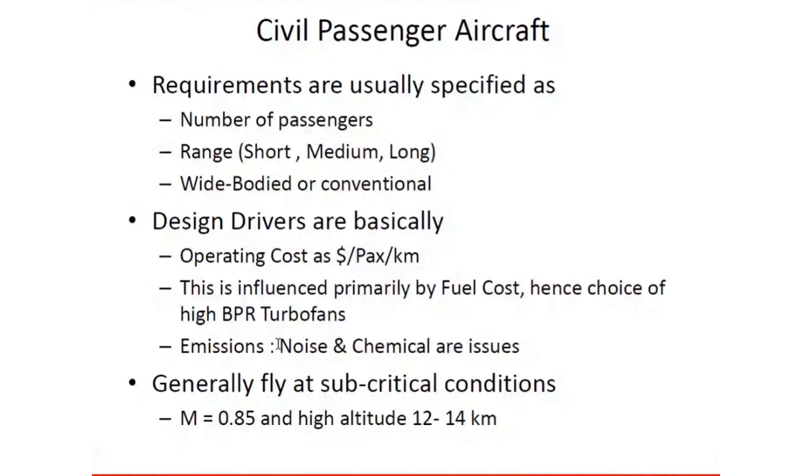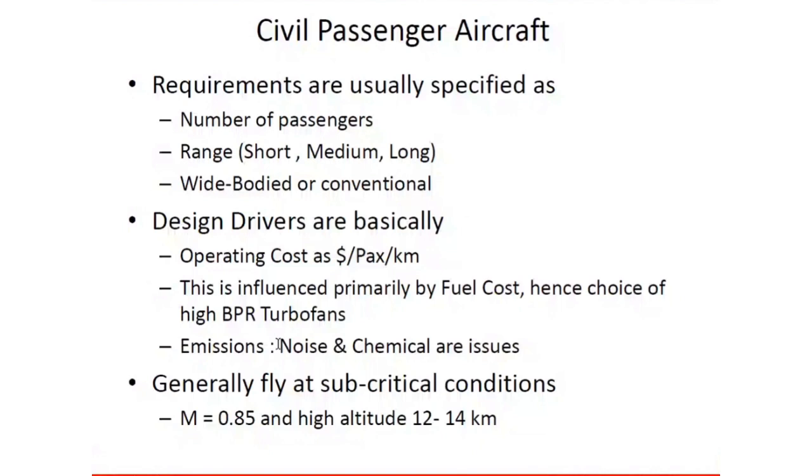Most of these passenger planes generally fly at 11 to 14 kilometers altitude at around Mach 0.84 or 0.85, or less than that. The idea is to fly as fast as possible, but at a slightly lower Mach number so that you don't have any shocks anywhere on the wing, which would of course increase your CD0, which you don't want.